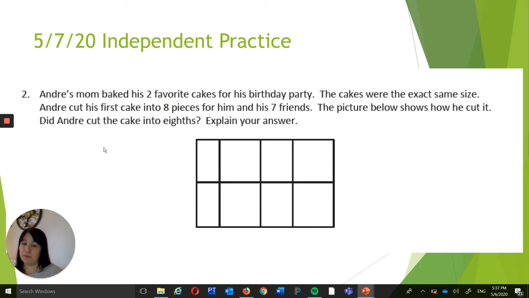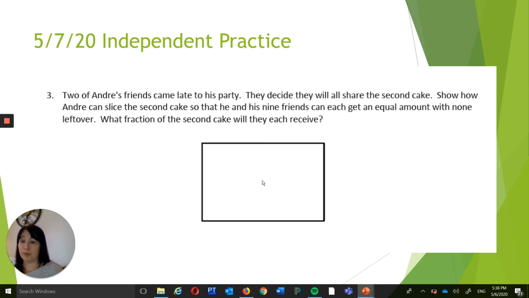Explain your answer. So what I want you to think about is, is this pan cut into 8ths? That means it would have been cut into 8 equal pieces. Take a look and explain your answer using words and pictures. When you are done with that, you can unpause the video and move on to the next problem.